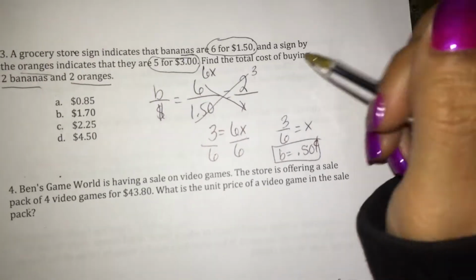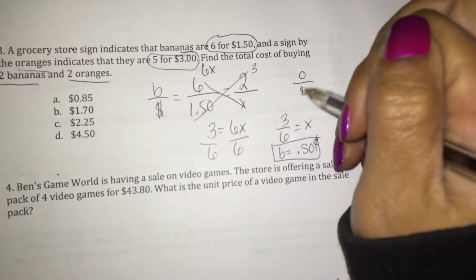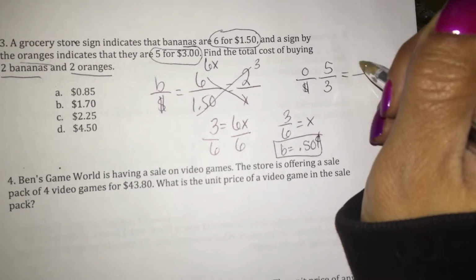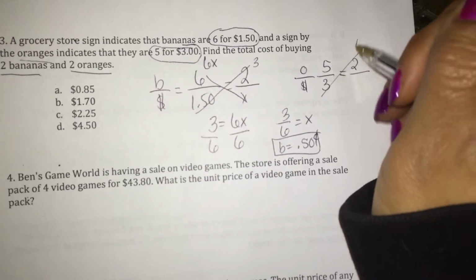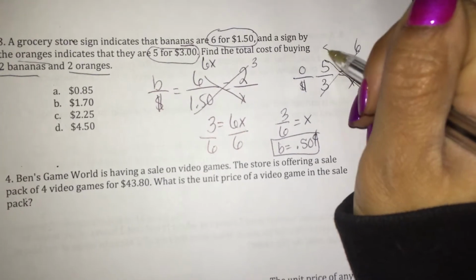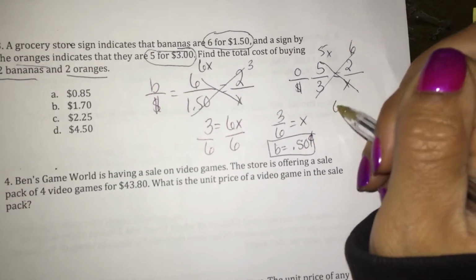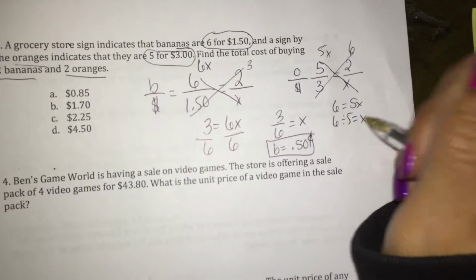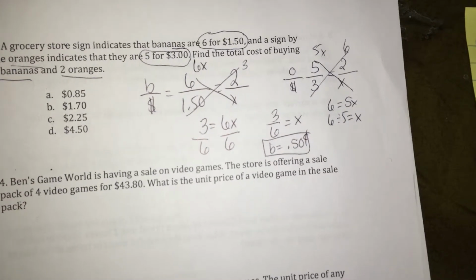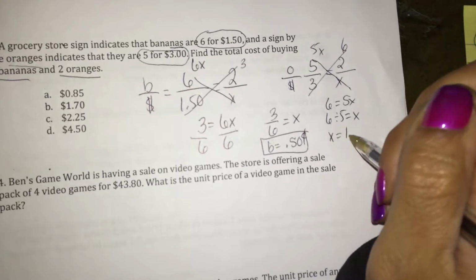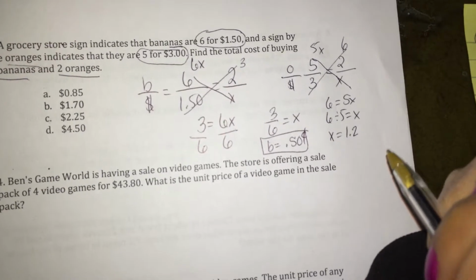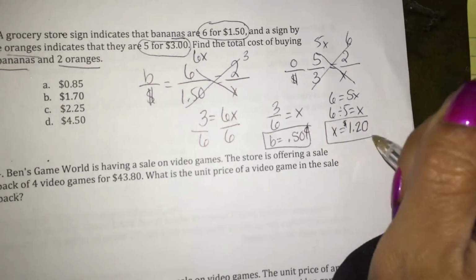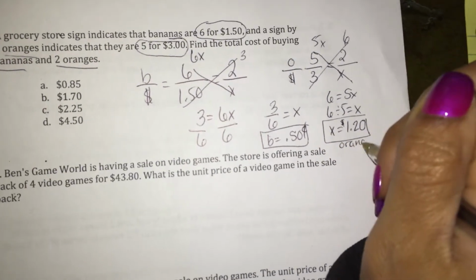I'm going to do the same thing for oranges. Oranges and money, 5 for $3. I want to know how much 2 costs. So that's 6 and 5x. So 6 is equal to 5x. 6 divided by 5 is equal to x. And I get x is equal to, on a calculator it says 1.2, but we're talking about money, $1.20. This is for my oranges.